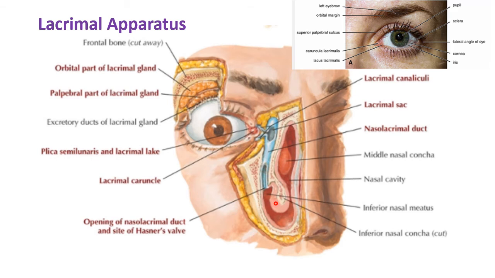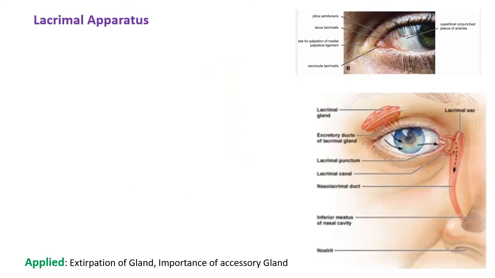Now, this is an important question. So let's draw the diagram and understand all these parts and the flow of tears which is taking place in our body. The lacrimal apparatus refers to the structures which are involved in the production and drainage of tears.